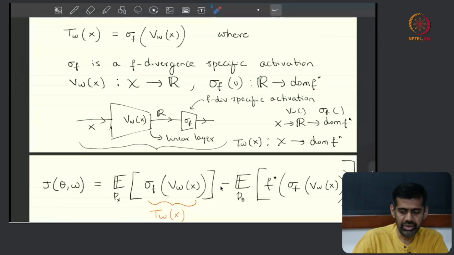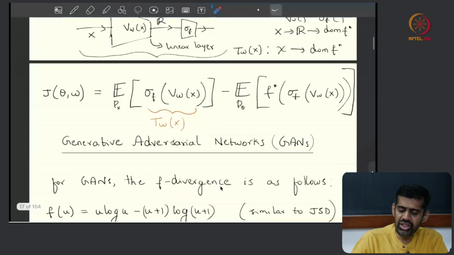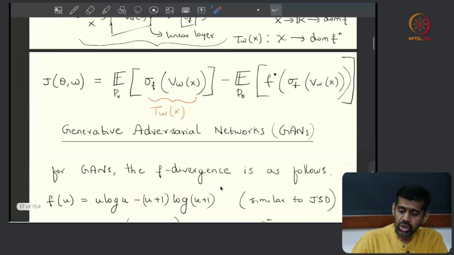Make sense? Okay, right. So if you write it that way, the objective function will now look like this, where the expectation of T of x would now be sigma f composed with V w of x, because that's the definition of T of x. Now this f star of T of x is f star of sigma f composed with V w of x. That's how it will look.